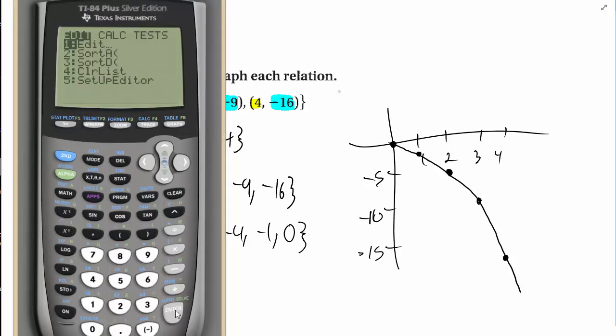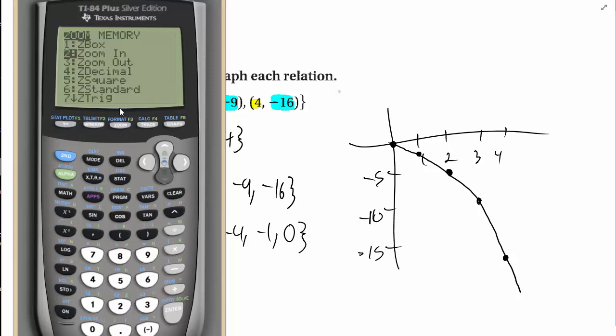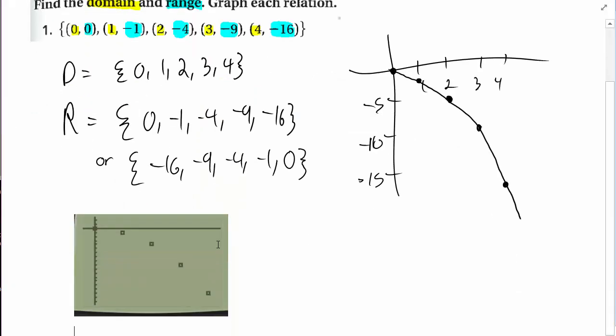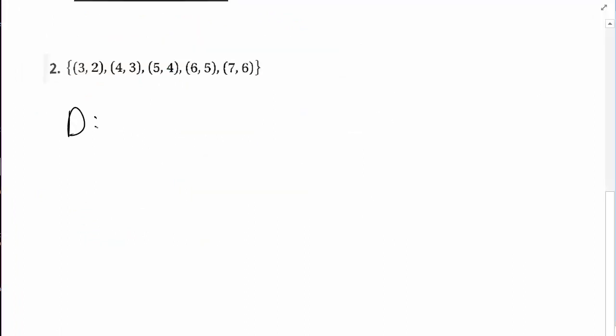To really get an idea of what that looks like, you can actually graph them in your calculator. You can put that in your list 1 and list 2. So I'm putting those x values in one list, the y values in another list, and I'm going to stat plot. You'll notice that my little sketch graph, even though I did it really hastily, looks almost identical to the way the calculator does it. The scale could look a little bit different, but all you need to know is domain is x values, range is your y values.